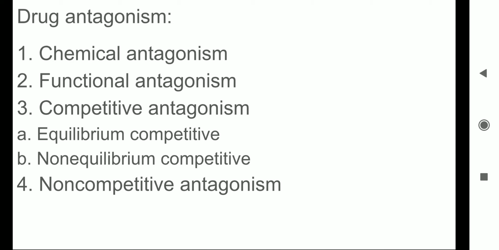The equilibrium competitive is also called reversible competitive, because the bond between the antagonist and the receptor is loose, such as van der Waals force or hydrogen bond, etc. Because it is a loose bond, it can be changed. It is easy to break and the antagonist can come and bind there. Hence it is equilibrium competitive or reversible competitive.